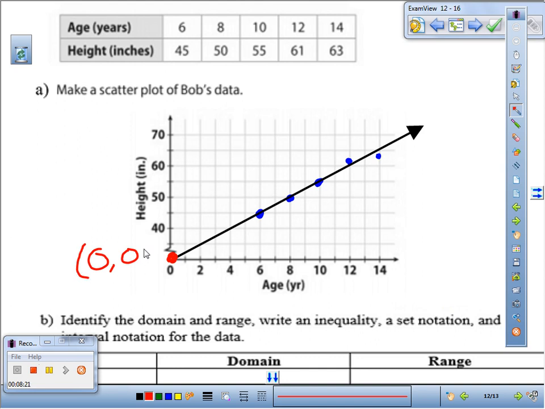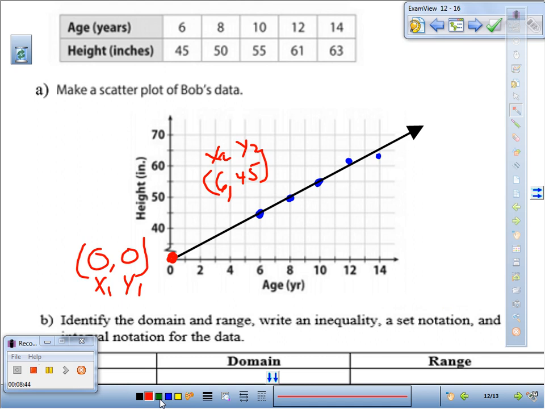0, 0. X sub 1, y sub 1. Leo, which other point do you want me to use for the slope? 6 and 45. 6, 45. That's our x sub 2, y sub 2.